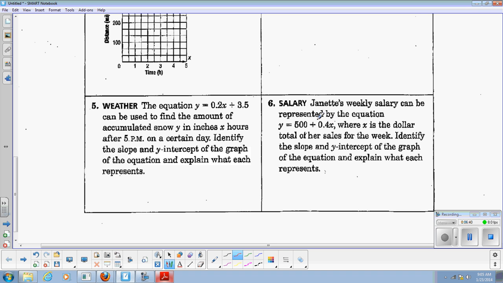If somebody works on commission, they get a salary and then they get a certain percentage of the sales that they have. And this is a very applicable situation for someone outside of school who's on a commission. Does commission sales work? So identify the slope. What does that slope number mean? And then what is the y-intercept?